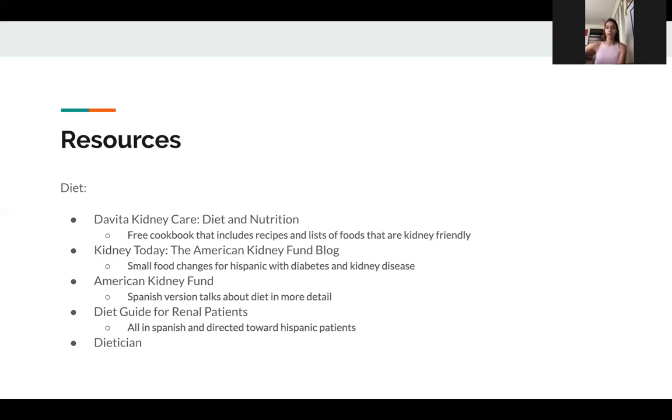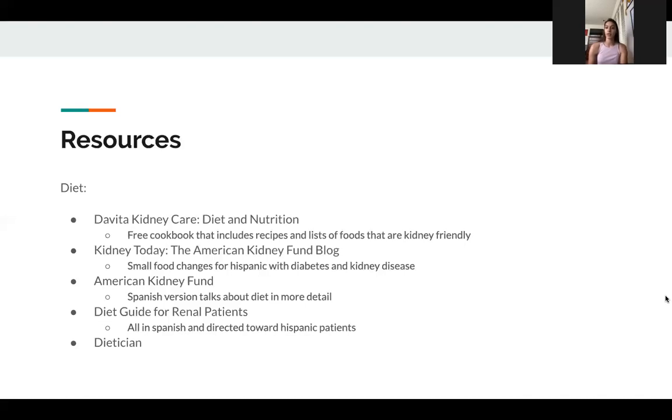So I found this DaVita Kidney Care Diet and Nutrition. And basically they have free cookbooks that include recipes and a list of foods that they could eat. Also, Kidney Today, the American Kidney Fund blog, they have small food changes that Hispanic patients with diabetes and kidney disease could make to their daily food.